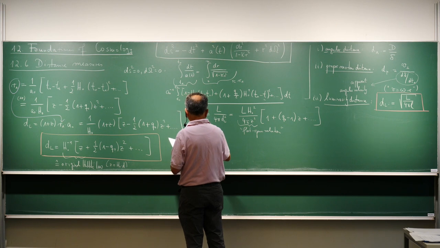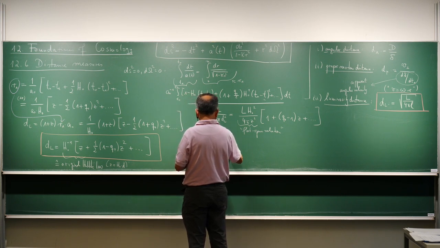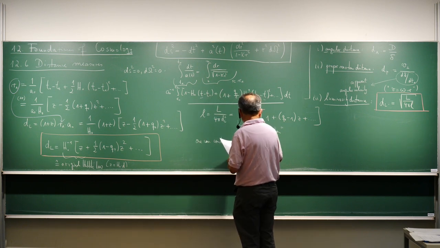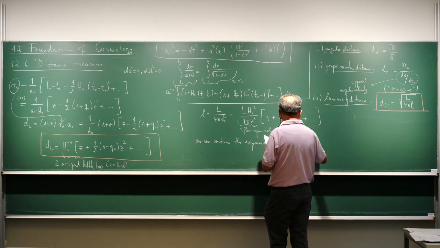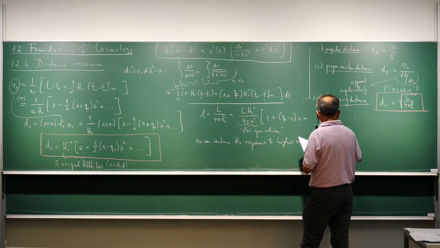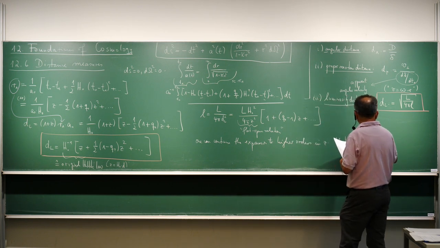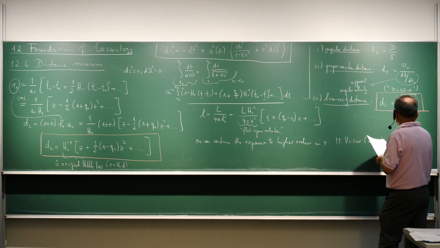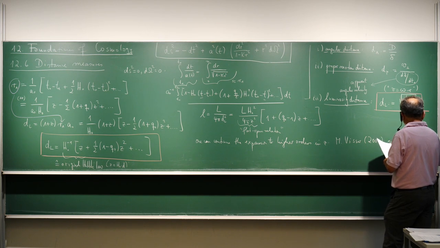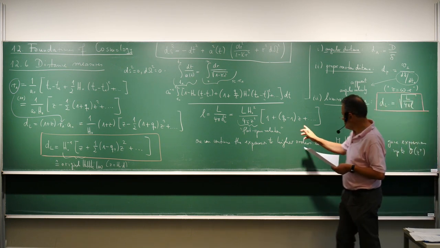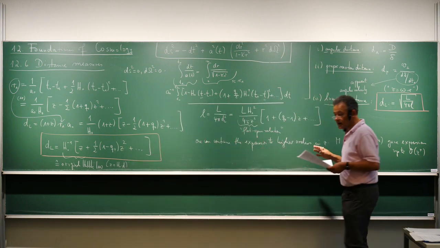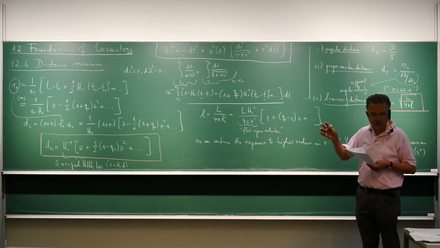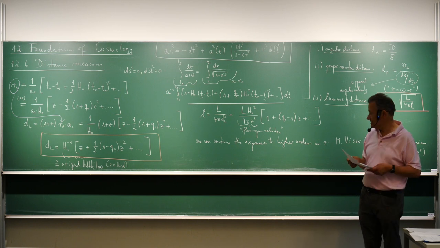So one can continue the expansion to higher orders in z. Visser in 2004 gave expressions up to order z to the fourth, two orders more than what we have here. I only write down the result up to order z cube, because otherwise it is not very illuminating to write this down.